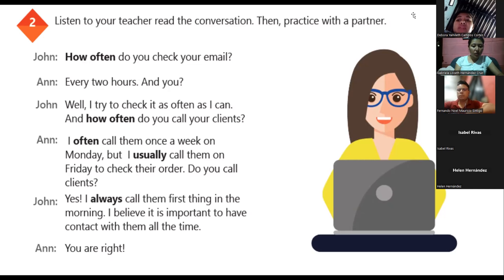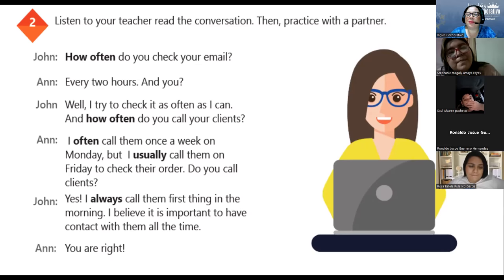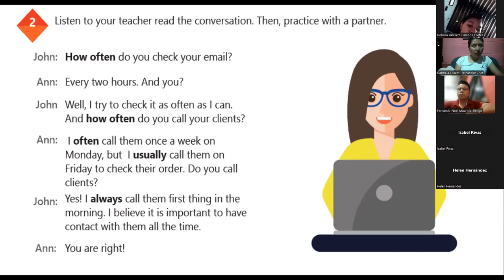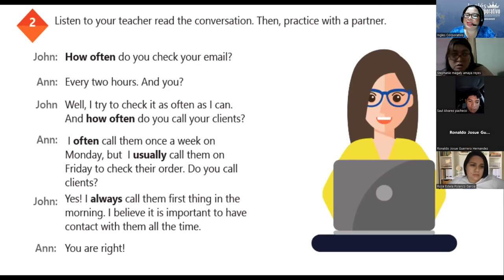Okay. Are there any questions so far about the vocabulary in this conversation? No, teacher. No? Okay, so let's repeat the words we have in bold. All right? The words in bold.